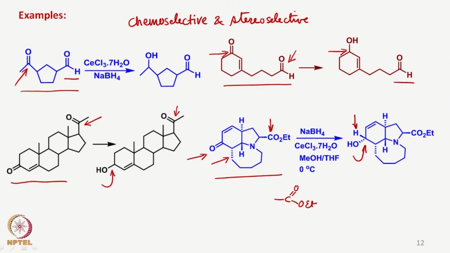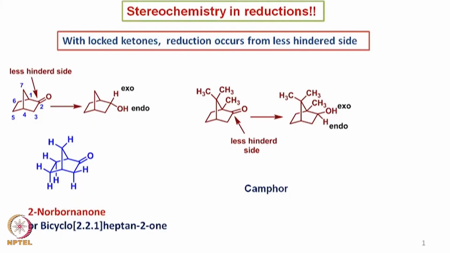So, both these are very important aspects, and a number of examples have been reported in the literature where the utility of the sodium borohydride cerium chloride combination, which is known as Luche reduction, is used in a number of synthetic transformations. Now, we see the stereochemistry in reductions of ketones.